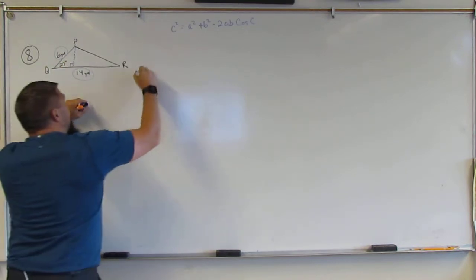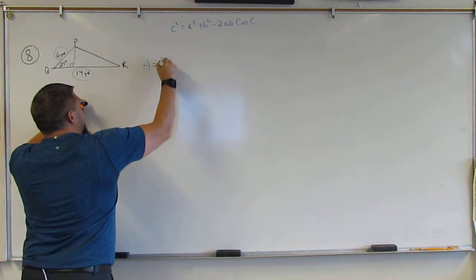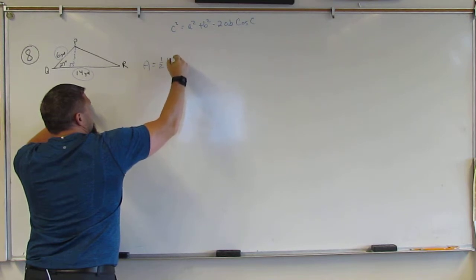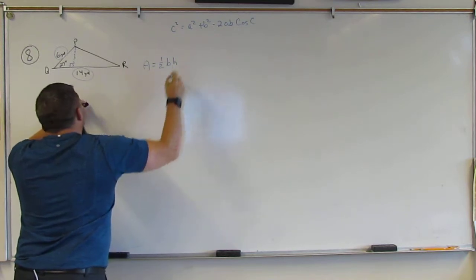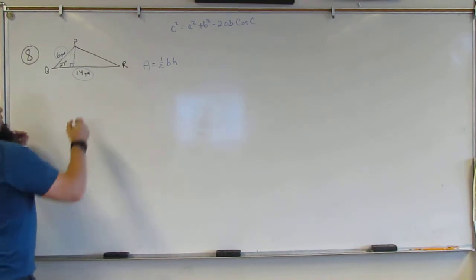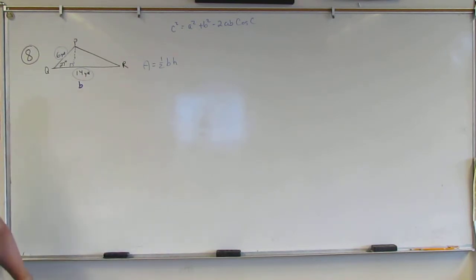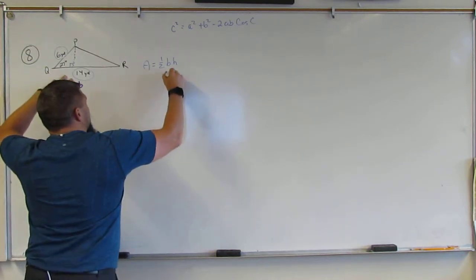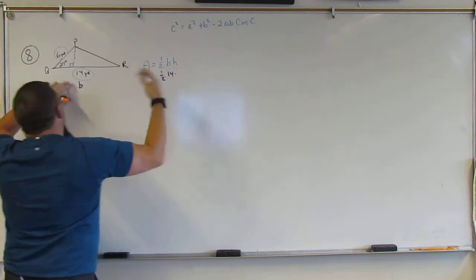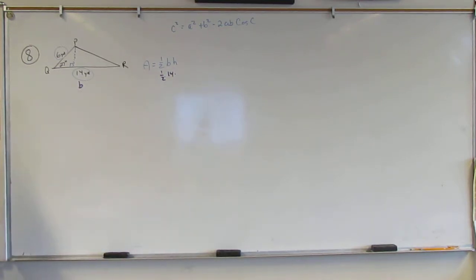And we know that area is equal to 1/2 the base times the height. Right? And in this case, the base becomes this. Right? In this case, the base becomes 14. So we're talking about 1/2 of 14 times the height. I just have to learn what that height is.